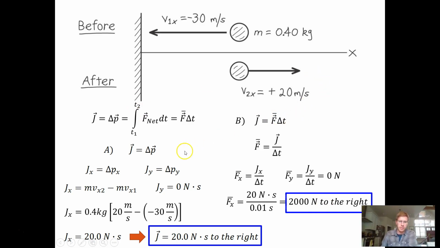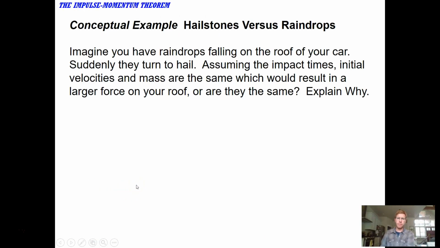So see the process. We started with looking at change in momentum and used that to find force based on the time. You could go the other way also. If you knew force and time, you could backtrack to try to find velocity or mass or other things. So be prepared to do that on upcoming homework.